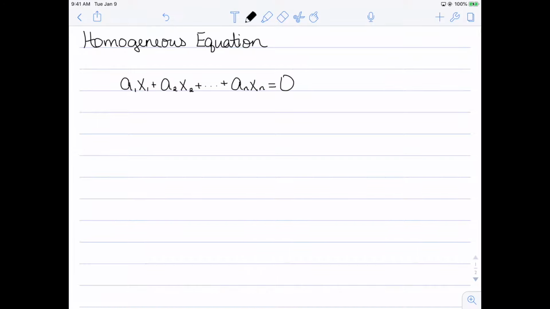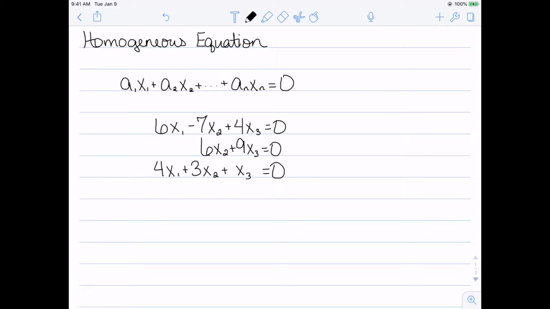We'll now look at a special type of linear system called a homogeneous system. And in order to do that, we start with what is a homogeneous equation? A homogeneous equation is anything of this form a1x1 plus a2x2 all the way up to anxn equal to 0. All of the a's are real numbers, the coefficients, and the x's are the variables. So a homogeneous system would be a linear system consisting of all homogeneous equations.